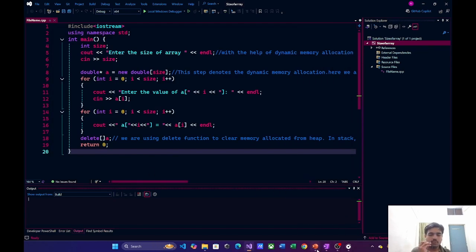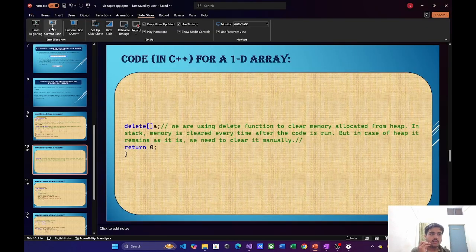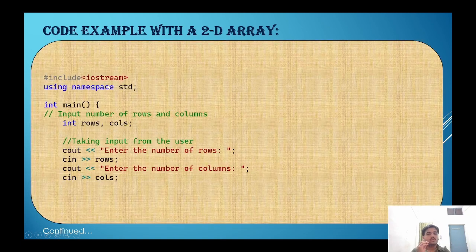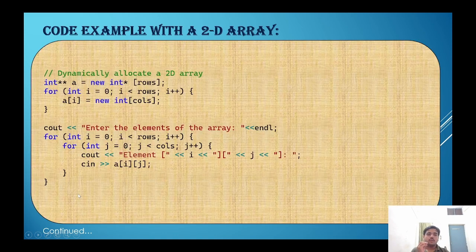Now let us see another code with the example of two-dimensional array. Here we have taken inputs of rows and columns. While dynamically allocating, we need to use a pointer to pointer, as we are having two different inputs from the user for rows and columns.